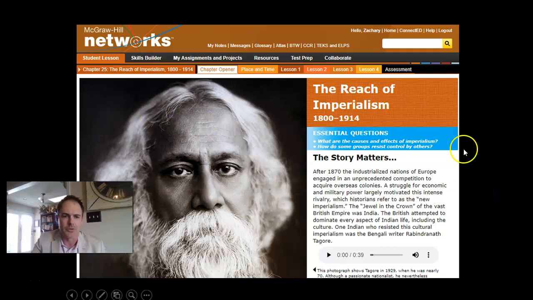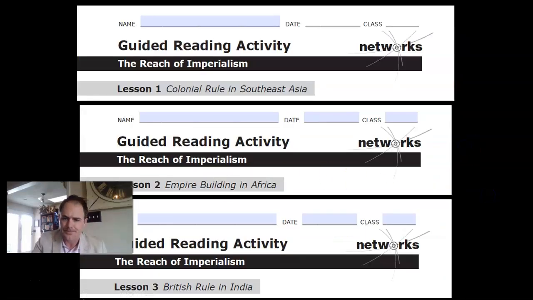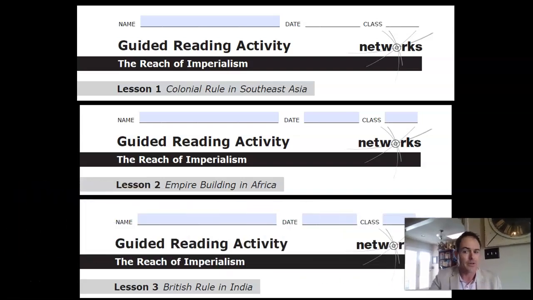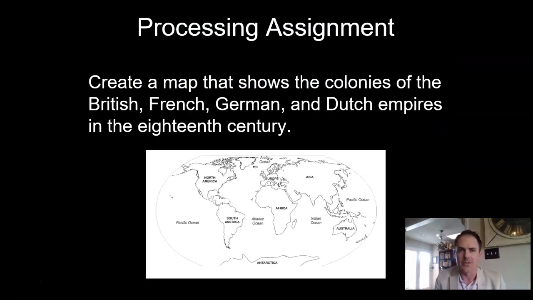To help you read chapter 25, I have put these three guided reading activities to help you take notes. You don't have to use them, but they're there. Also, if you would prefer to watch the crash course video and take notes that way, I'll put that link in the assignment. So if you want to gather information that way, you may. But the purpose of all of this gathering information to meet the objective of major causes and effects of imperialism is a map, all right, which is going to show some of the major effects of imperialism, and that is the taking of colonies of the British, French, German, and the Dutch in the 18th century.